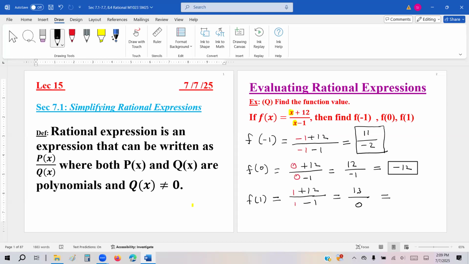It doesn't exist. It's not possible. You cannot divide anything into 0 pieces. It's simply impossible. Let's do one more. It's not given here, but let's do it anyway. F of -12.